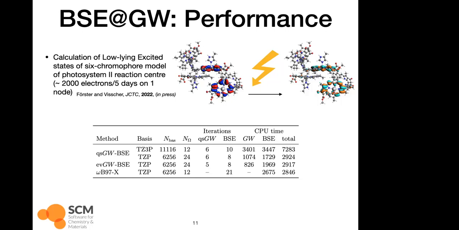So we recently calculated the lowest 12 excited states of a 6-chromophore model of photosystem 2. It's around 2000 electrons, and it took around 5 days on one node. I admit it was a very modern node, had 64 cores and lots of memory. But we also used a large basis set. You see our largest calculation, we used more than 10,000 basis functions. So if you compare the timings for BSE to the range-separated hybrid, here in this example omega B97X, with the same basis set, you are not much slower.